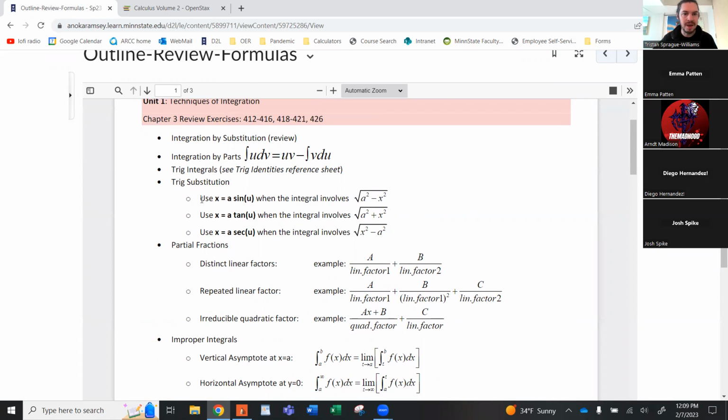So, what sort of trig substitution do you use? Right.